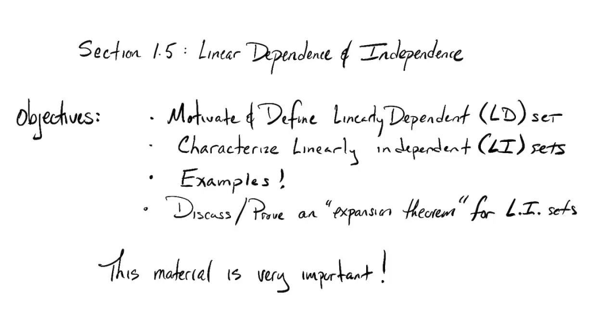You can see the objectives. I want to motivate a little bit and define what I mean by linearly dependent sets, or just LD sets for short. They're kind of opposite to linearly independent sets. I want to characterize those and give a condition to check for it, a super important condition. Hopefully I'll show lots of examples, and then I want to prove what I think of as an expansion theorem. It's Theorem 1.7 out of your text, and we'll look at a statement and discuss the proof at the end.